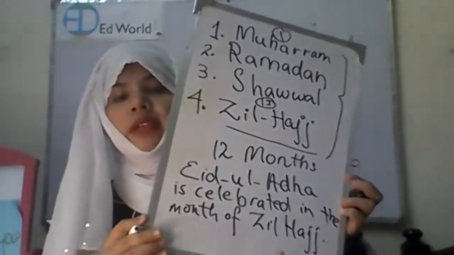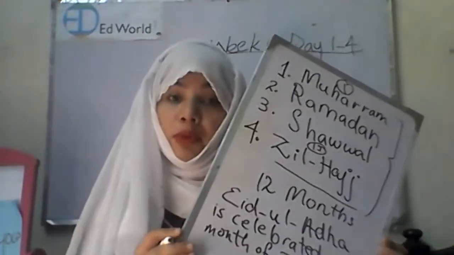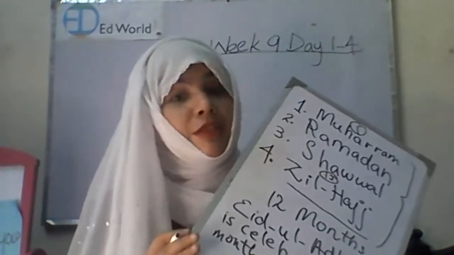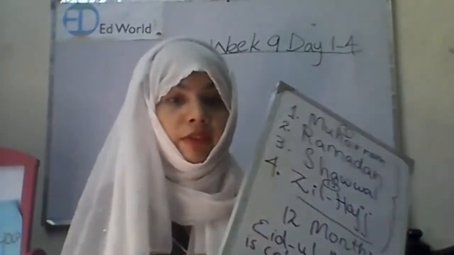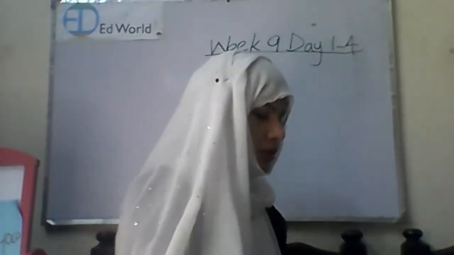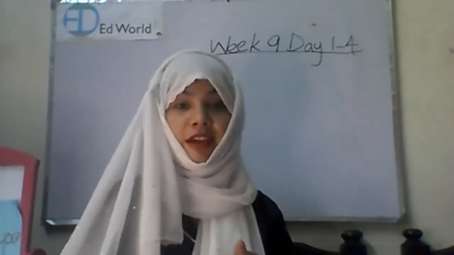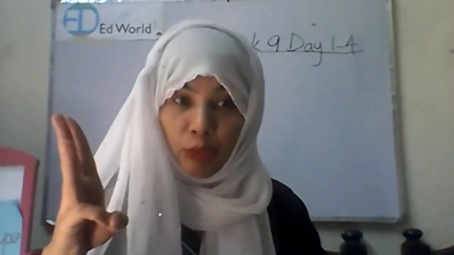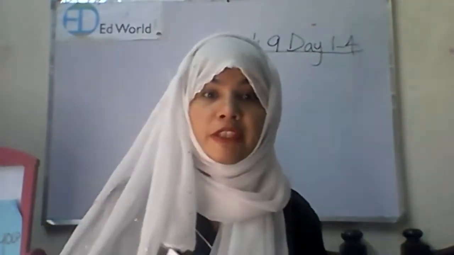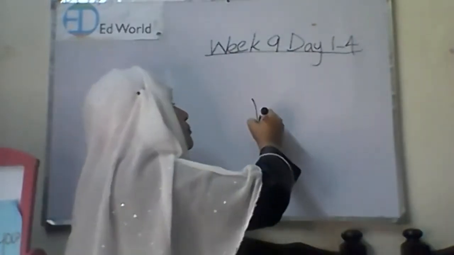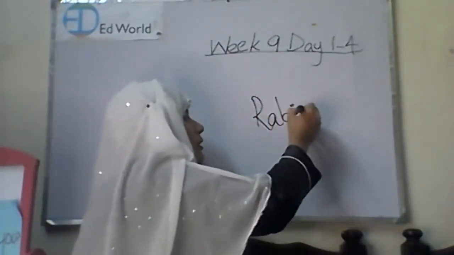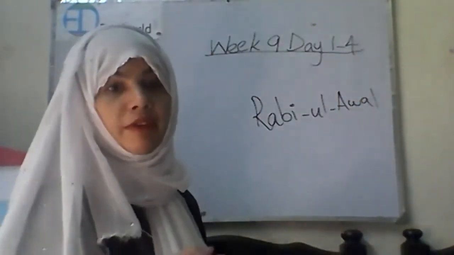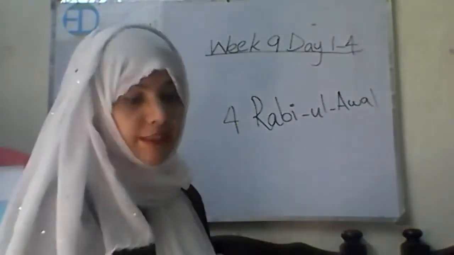Okay, class. So these are our 12 basic months. Muharram, Safar, Rabiul Awwal, Rabiul Sani, Jamadiul Awwal, Jamadiul Sani, Zilhajj. I am mixing them up. It's not supposed to be mixed up. In which month was our Holy Prophet Sallallahu Alaihi Wasallam born? He was born in the month of Rabiul Awwal, okay? And Rabiul Awwal is the third month of the Islamic calendar.